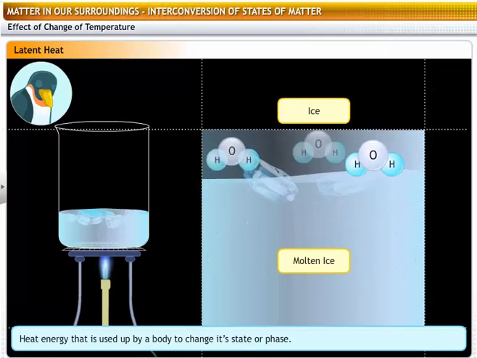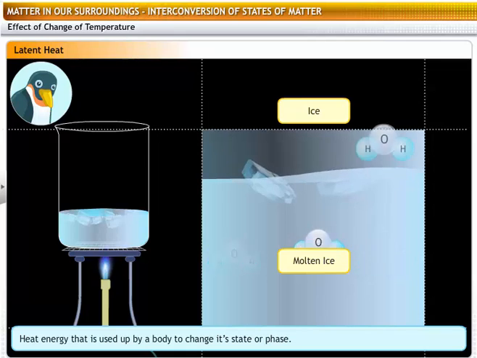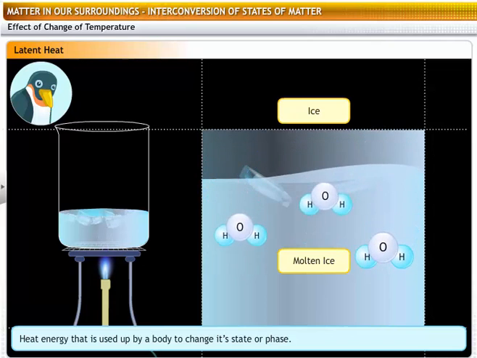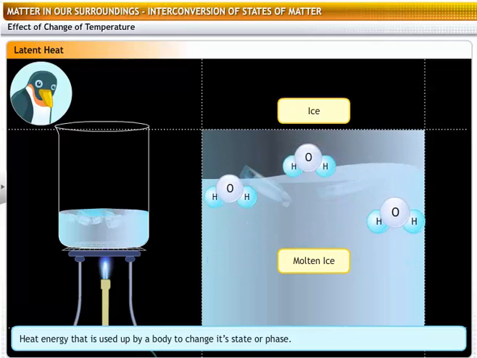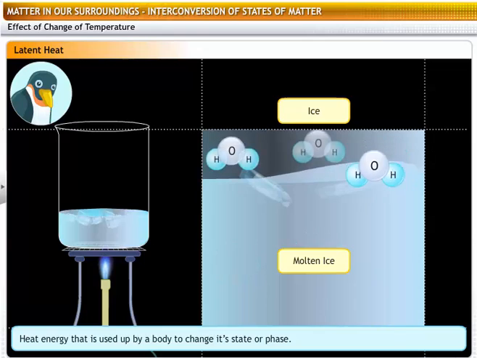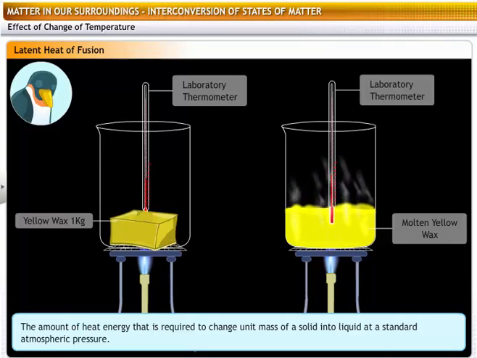So, until all the ice has melted, the heat absorbed does not raise the temperature of the ice-water mixture. This heat, which does not raise the temperature of the body, is called latent heat. The latent heat of fusion for any substance is the amount of heat energy required to change 1 kilogram of the substance from its solid state to its liquid state at the same temperature.